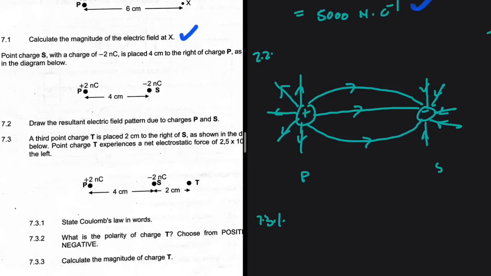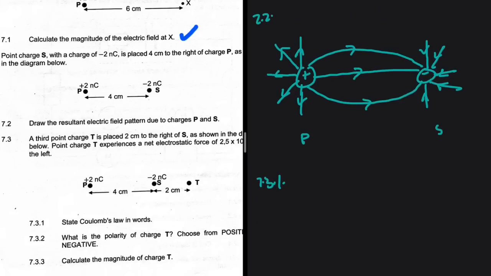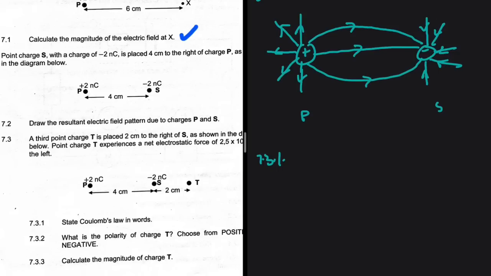7.3.1, we're supposed to define Coulomb's law. So I'm going to leave that to you, right? The square of the distance between the charges, not between their centers. When it comes to Coulomb's law, we don't say between the centers. That is the gravitational law. So if you did say between the centers at the end of the definition, that is wrong. It's just between the charges. We don't talk about the center of a charge here. So that is 7.3.1.